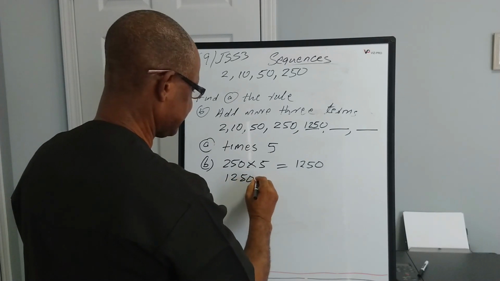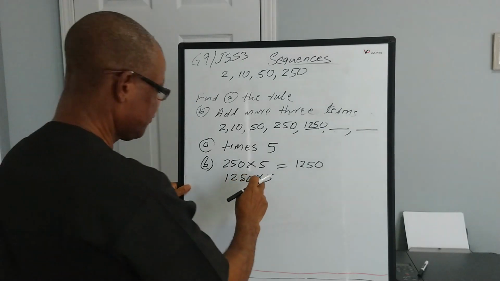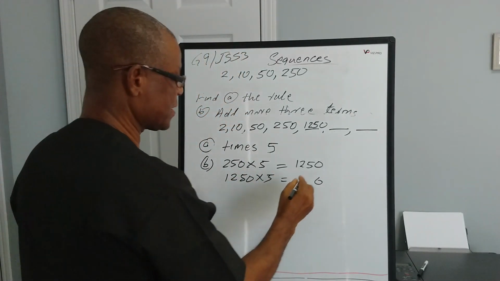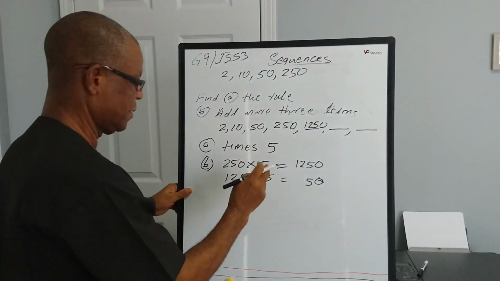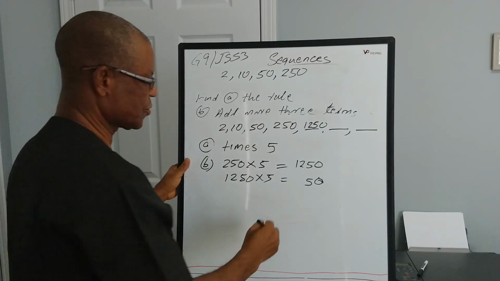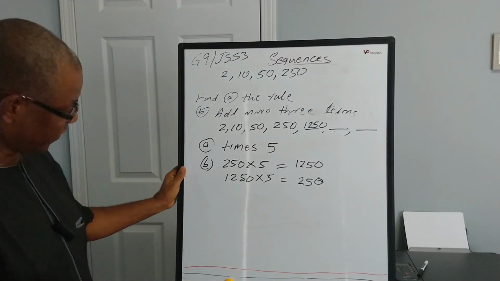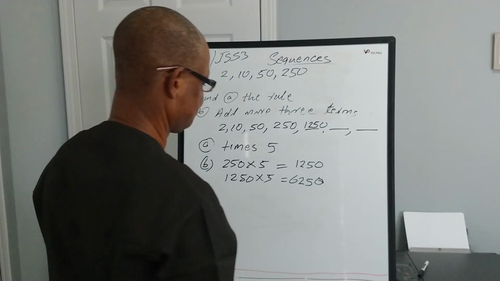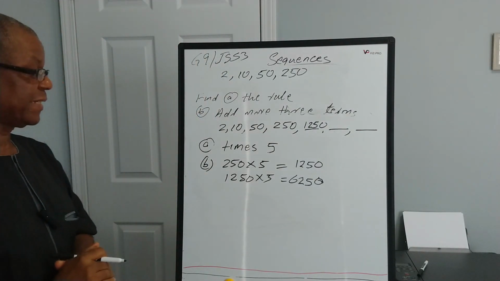Then 1250 times 5. 5 times 0 is 0. 5 times 5 is 25. Write 5 and carry 2. 5 times 2 is 10, and 10 plus 2 is 12. We carry 1. 5 times 1 is 5, plus the 1 we carry is 6. We have 6250 as the next term after 1250.